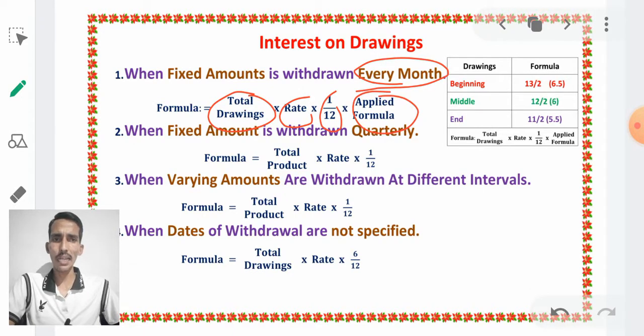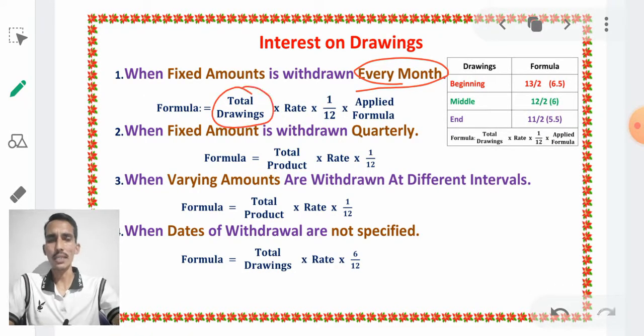What do you mean by applied formula? Applied formula means if in the problem it is given as beginning of every month, then we have to use 13/2 at the place of applied formula, right? And next, if in the problem it is given as middle of every month, then we have to use 12/2 at the place of applied formula, right? If it is given as end of every month, then we have to use 11/2 at the place of applied formula. Okay, here it is given total drawings, right?